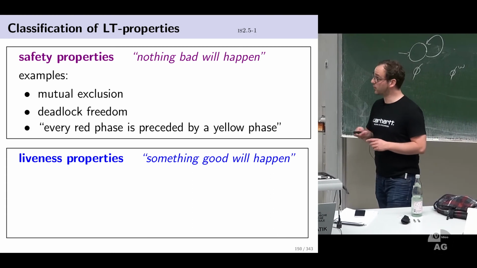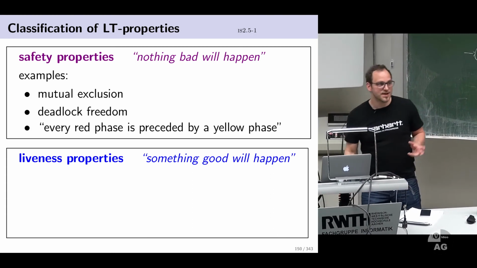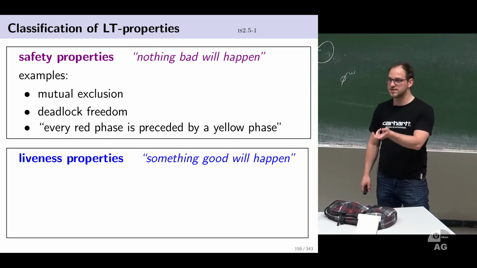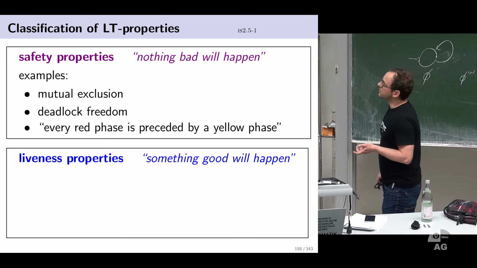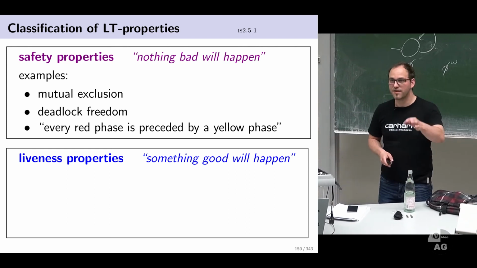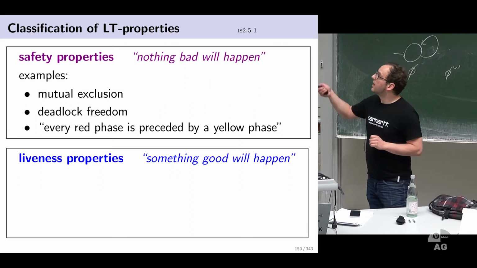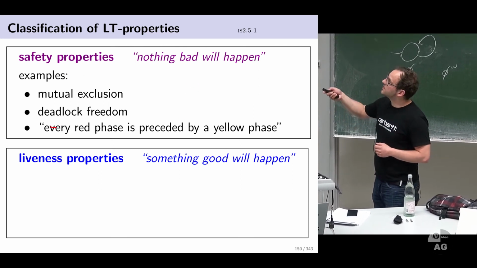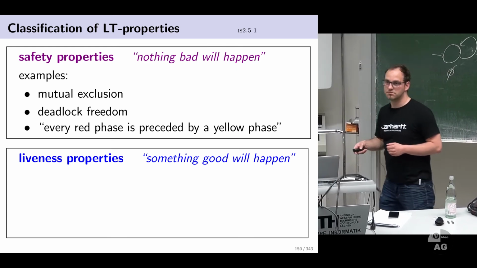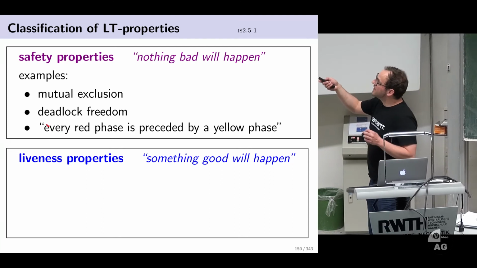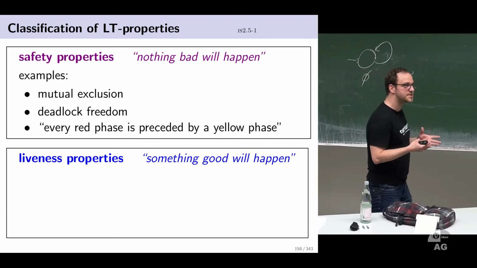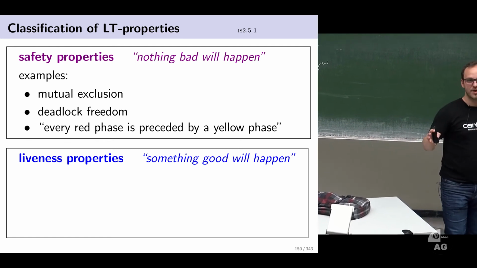What kind of examples do we have for this? Well, one is mutual exclusion. It says, never is it going to be the case that my transition system enters a state where process 1 and process 2 are in their critical sections. Deadlock freedom, same thing. Never is it going to be the case that I will not have the option to move on in my transition system. And finally, another example for a maybe more intricate safety property is that given a traffic light, you want every red phase to be preceded by a yellow phase. It means that it is never the case that we have a red phase that is not preceded by a yellow phase. So you see that all these properties, you can formulate them as nothing bad will ever happen.